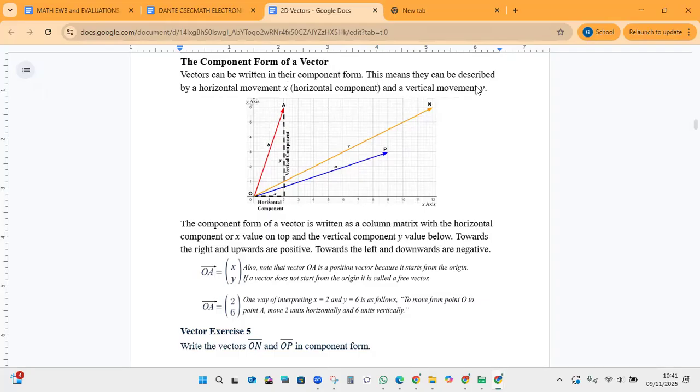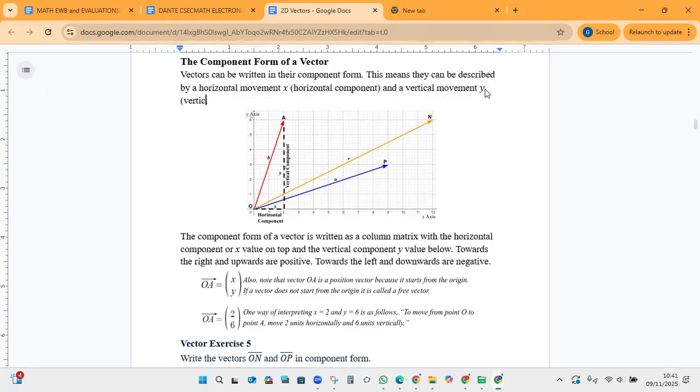And the vertical movement y is called the vertical component. We all know the meaning of the word component, okay? An object, a machine can be broken down in its different component parts, different parts of that machine. So it's like two parts, two components, a horizontal part, a horizontal component, and a vertical part, a vertical component, as you can clearly see in the diagram.